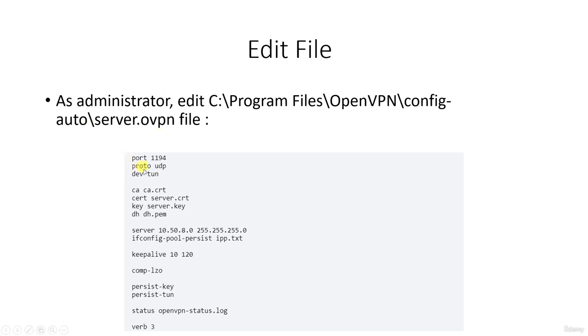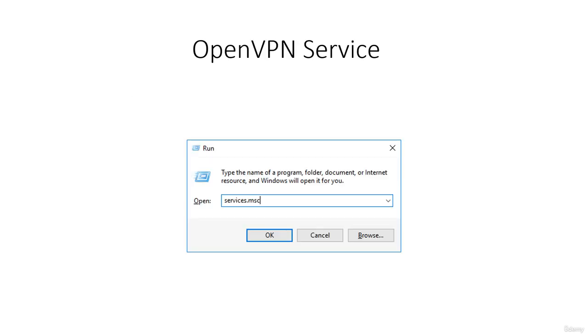Make sure you change all of those into this, and then save this OpenVPN config file and restart our OpenVPN service. How can you restart the OpenVPN service? Simply go to services. First search for run in your Windows, then type services.msc.